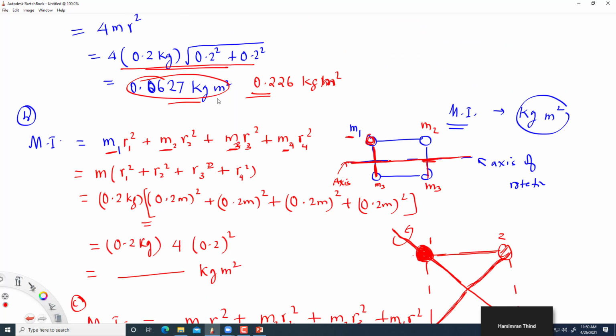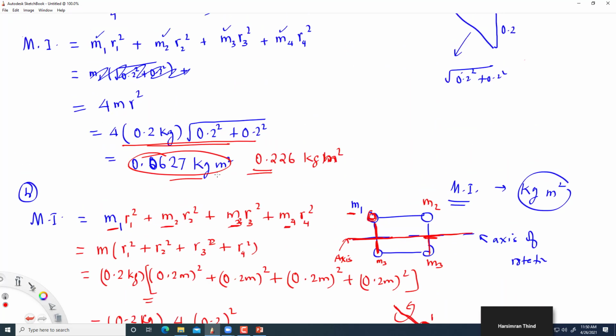Oh, by the way, maybe here is the problem. I didn't square here. This is just r, so I need to square that. Probably that's the reason you got the wrong answer. So please do not forget to square. We have a square for r.